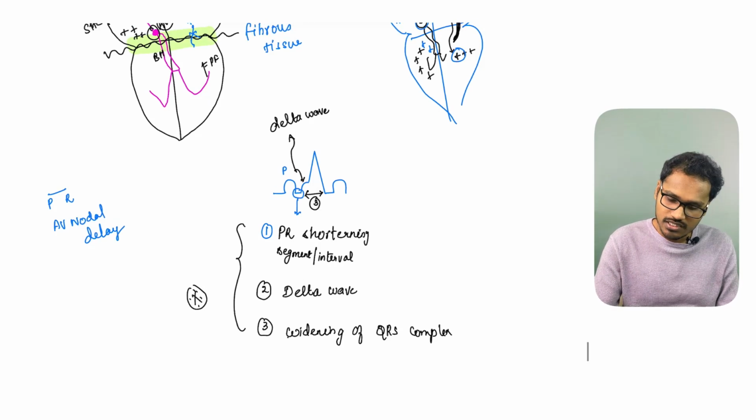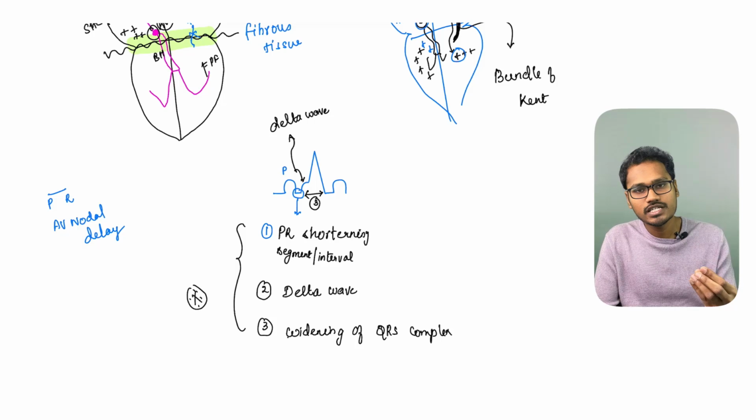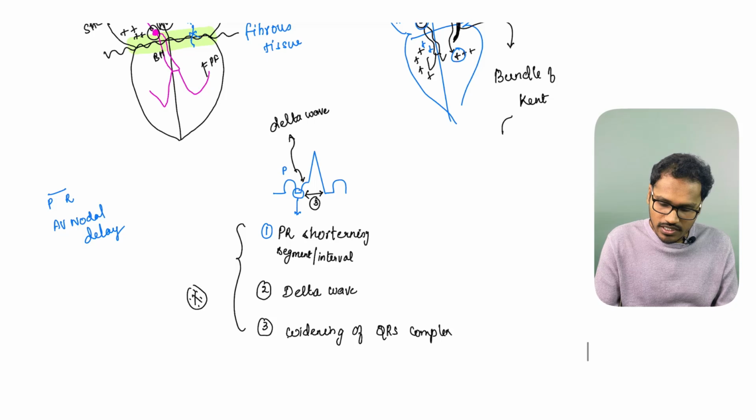And this bundle has a special name. That bundle is called the bundle of Kent. And sometimes there will be multiple bundles of Kent rather than one bundle. So that also can be there. And usually the treatment for this is ablation of the bundle of Kent.